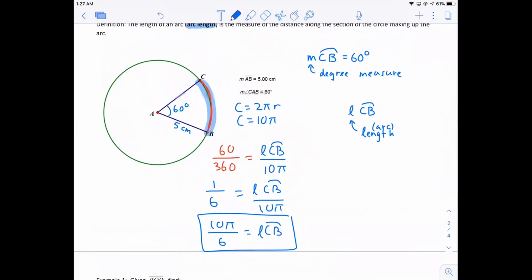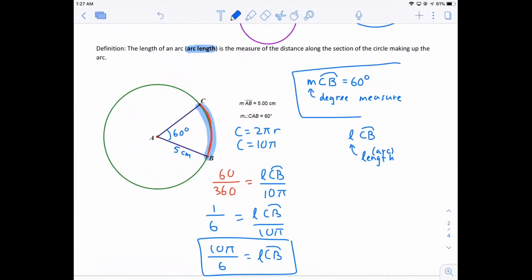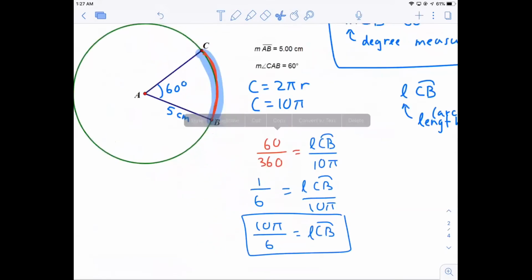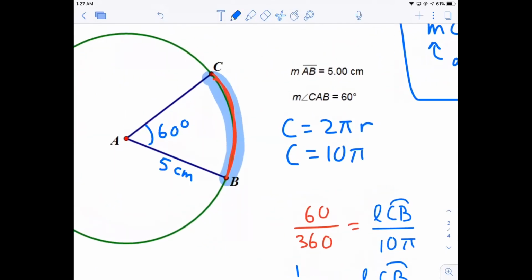All right, so that is the difference between the degree measure of an arc and the arc length of an arc, right? The arc length measures the actual length of it, but you can also measure arcs in degrees and just say CB is 60 degrees.